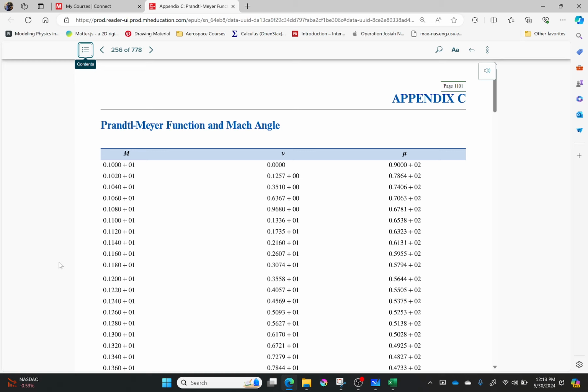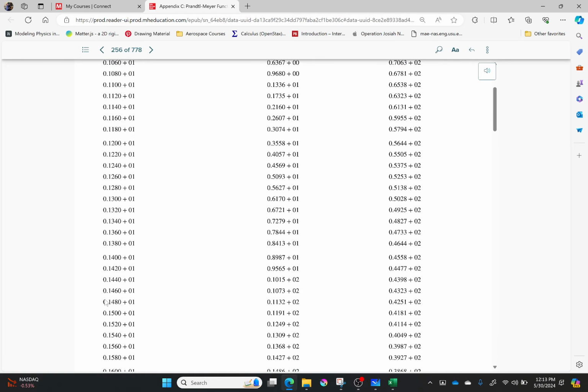Okay, so here it is. So we have a Mach of 1.5 to begin with. So I'm going to go down to here. I see 1.5 right here on this line. And so my value, my Prandtl-Meyer function is going to be 11.91. That is in degrees, but don't worry about the angle too much. So 11.91.